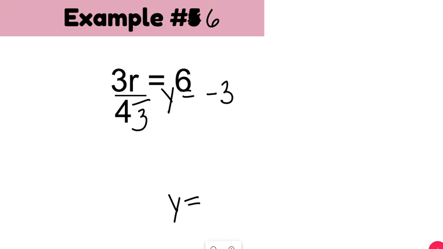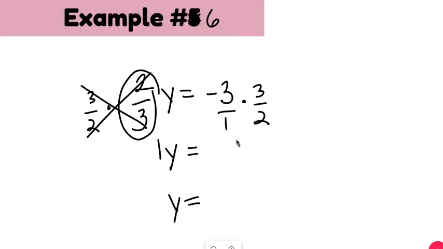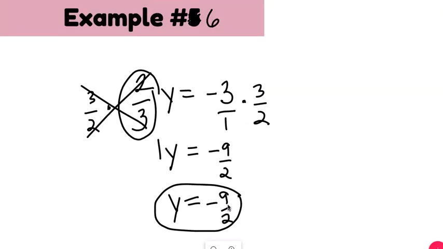Okay, Step 3 is to undo addition. I don't have any. Step 4, undo multiplication by multiplying by the reciprocal. The reciprocal of 2/3 is 3 over 2. So I end up with, those cancel. I get 1y equals, let's create a fraction here so I can multiply, negative 9 over 2. Which, as long as you simplify the answer, I don't mind if it's improper. Not a big deal.